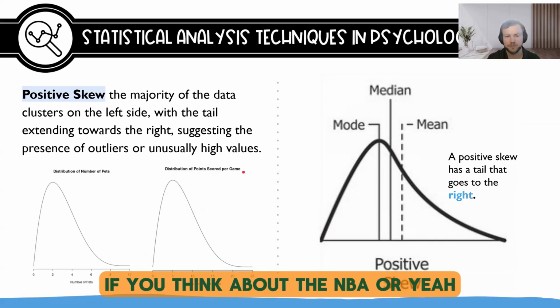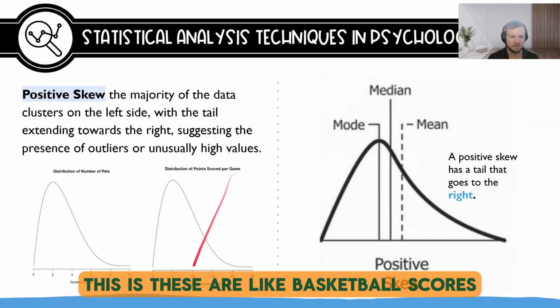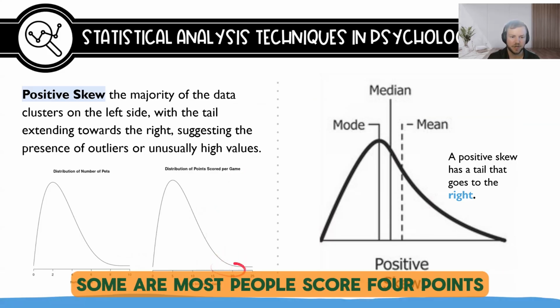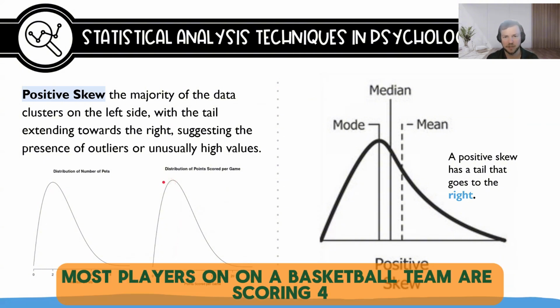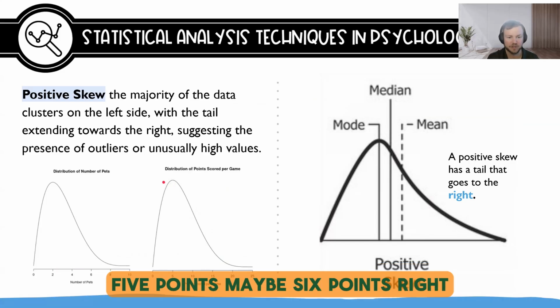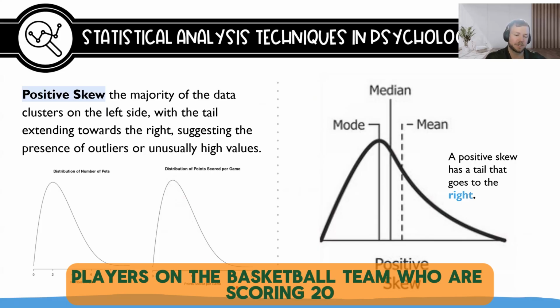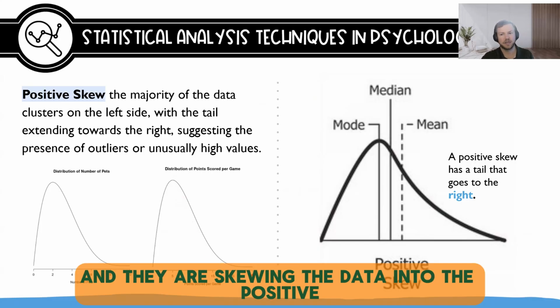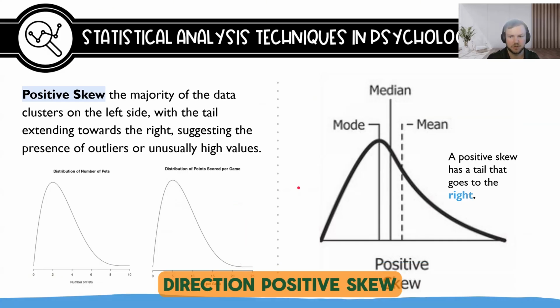Distribution of points scored in the game. If you think about the NBA, these are like basketball scores. Most people are not scoring 20 points, right? Some are. Most people score 4 points, 5 points. Most players on a basketball team are scoring 4 or 5 points, maybe 6 points, right? And then you've got a few players on the basketball team who are scoring 20, 25 or more, and they are skewing the data into the positive direction, positive skew.